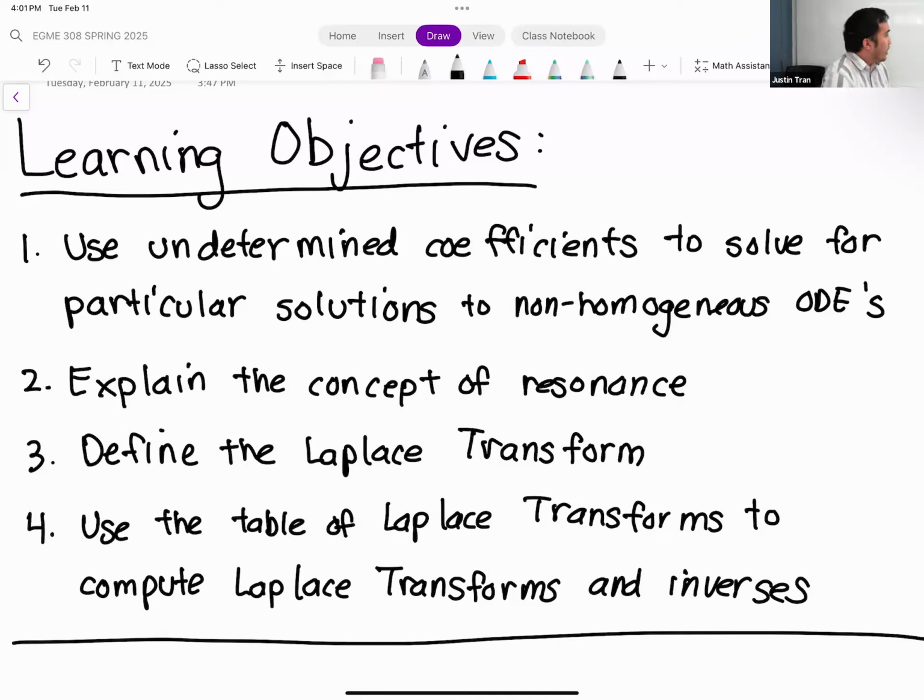So okay, what I was saying, today we are going to be finishing up our lecture notes on second order ODEs. We have just one more quick example I want to set up for you guys with undetermined coefficients. Then we have to talk about resonance. Then moving on to something new.